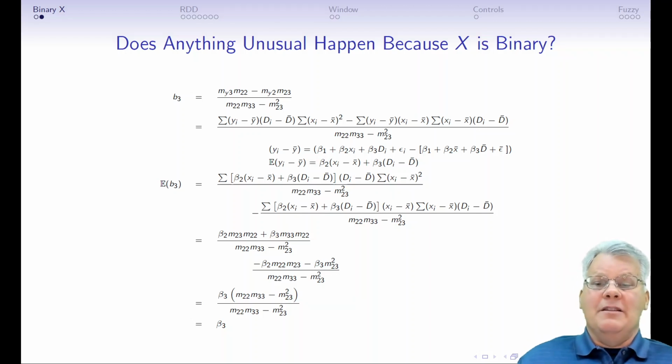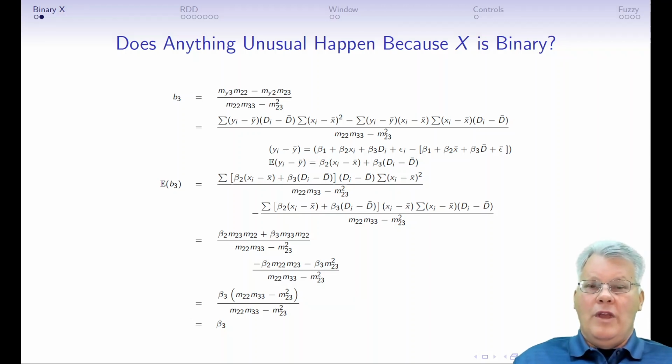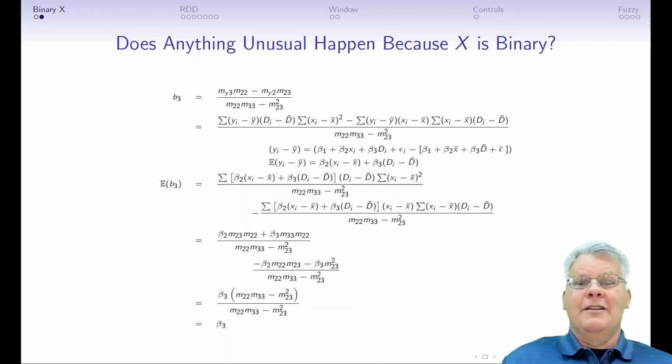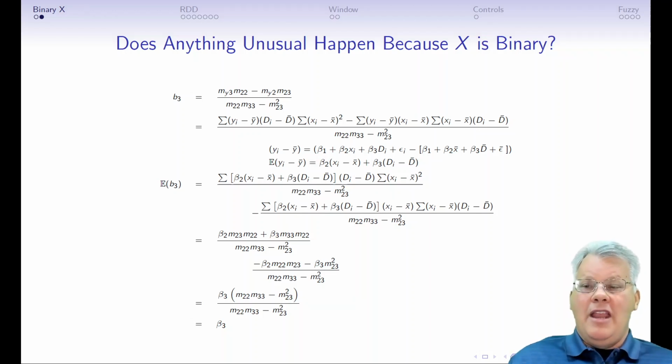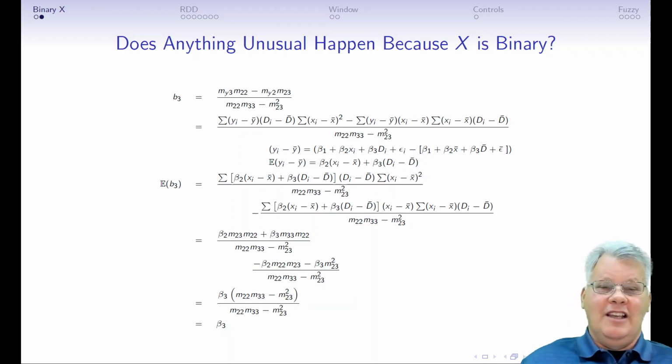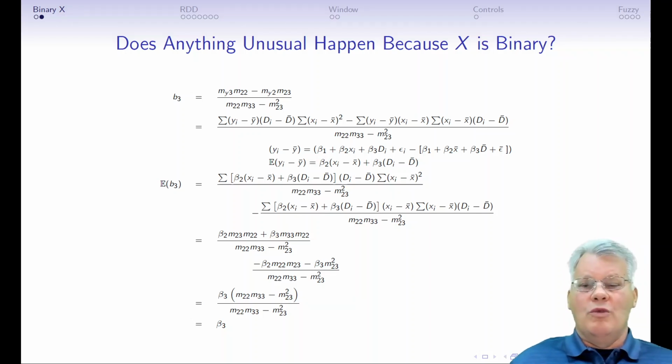The reason why this is important is we've now shown that when my second explanatory variable is binary, nothing unusual happens to the mathematics. The standard consistency calculation that we've done before works just as well with a binary dependent variable as it did with a continuous explanatory variable. So we're good to go.